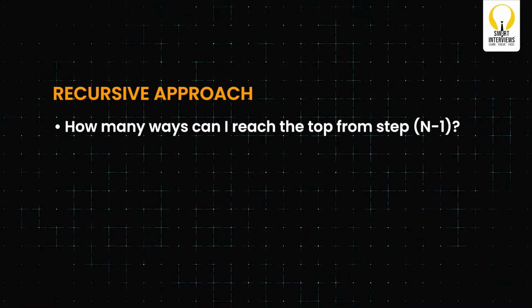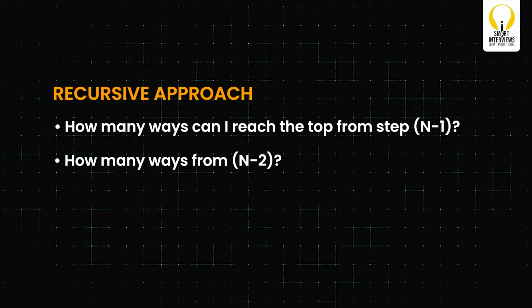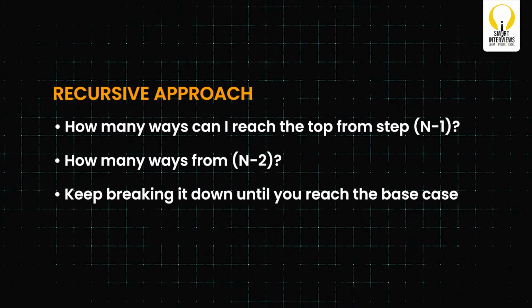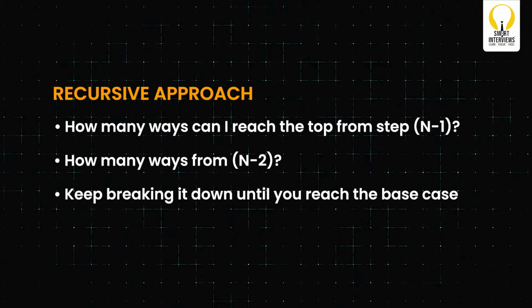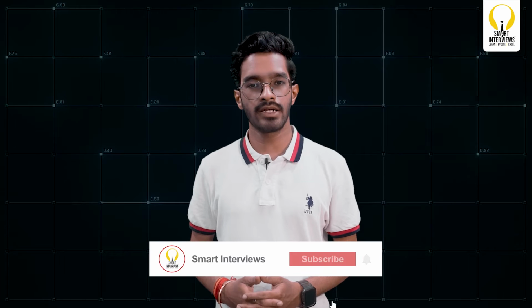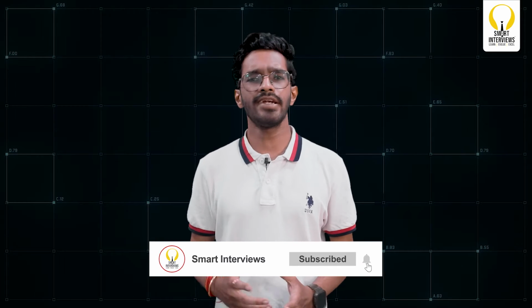In recursion, we ask how many ways can I reach the top from step n-1, and in how many ways can I reach the top from step n-2. We keep breaking it down until we reach the initial step. This is how the recursive approach works. You can refer to the code shown on the screen. Recursion is simple, but there is a lot of repetition. That is where we use memoization to ignore repetitions.